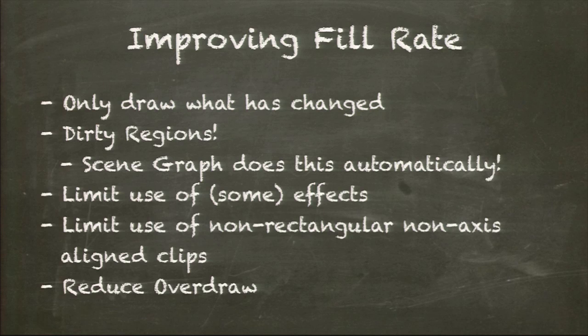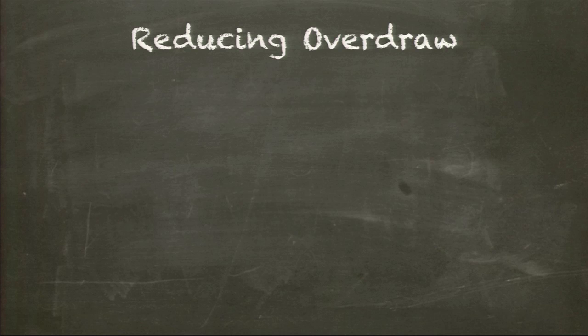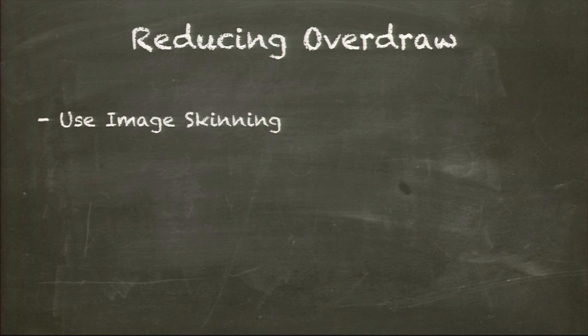And then the last thing that, of course, you want to do is reduce the overdraw. And that was the example that we showed previously where we were drawing and then drawing on it again and drawing on it again. We need to reduce the overdraw. So here are some techniques that you can use to reduce the amount of overdraw that you have in the application. The first thing is to use image skinning.